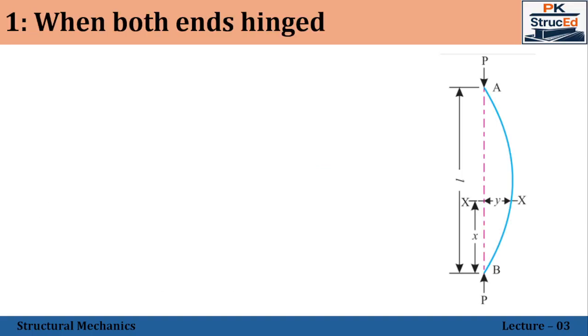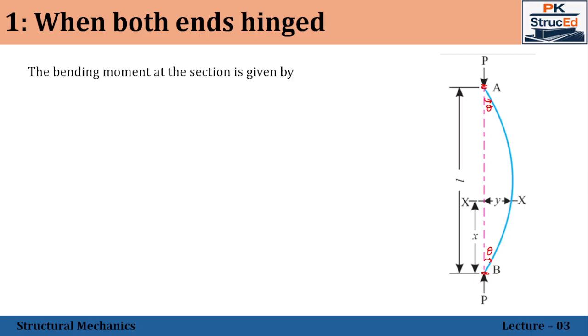Now we shall go with the first condition, that is when both the ends of the column are hinged. If that is the case, you can see the bending will be taking place in this way and the slope will be developed at both the ends of the column. Since both the ends are hinged, slope has been developed at both the ends, whereas the deflection is arrested at both the ends.